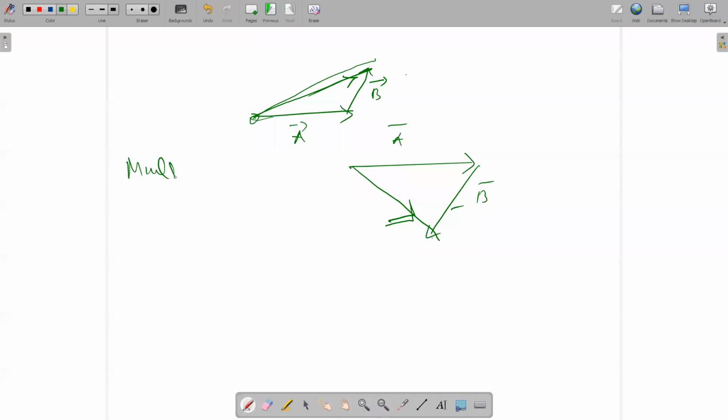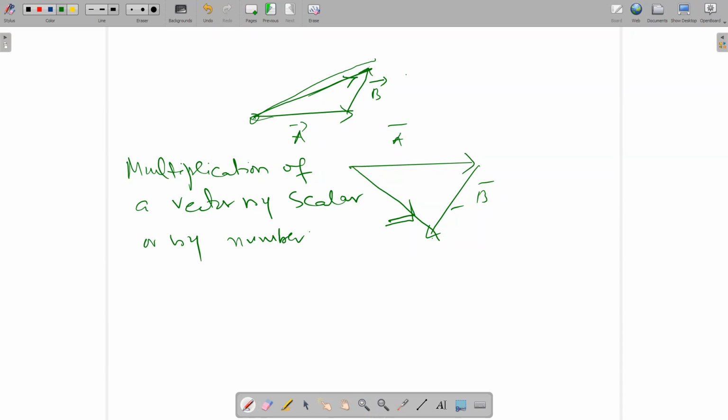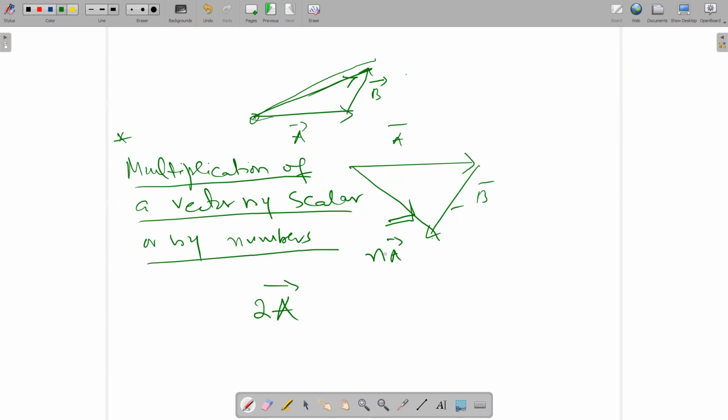I'm writing multiplication of a vector by scalar or by number, because all scalars are numbers. Okay. So this means what? This means that if you want to multiply a vector, this is a vector, by a scalar number like 2, 3, 4, 5. Or you can write n into a. Here n can be 1, 2, 3, 4, 5.